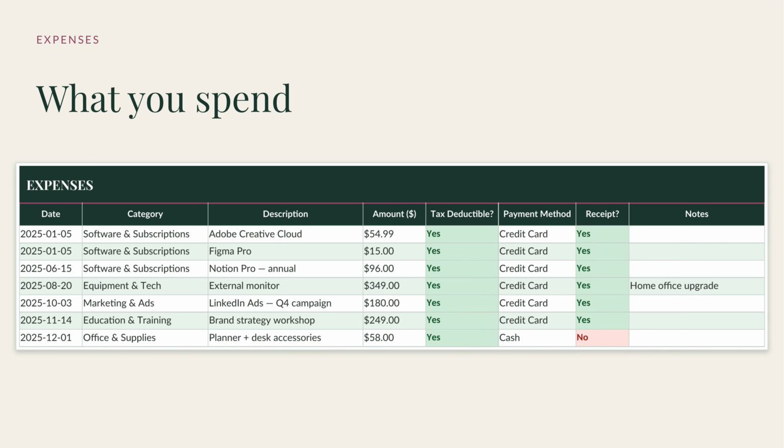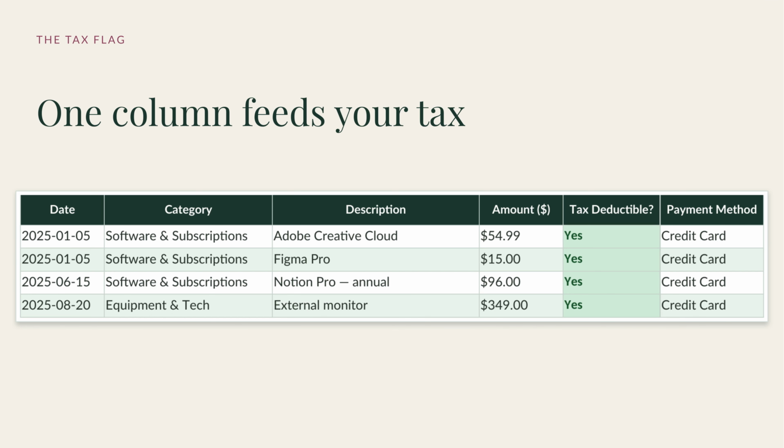Log your business expenses here. Include the date, category, and amount for every cost incurred. Staying diligent with this tab makes your year-end bookkeeping much faster and easier. The tax-deductible column is crucial. Flagging your expenses as yes ensures they are correctly categorized for your tax filings. Do it as you go, and tax season becomes a simple and stress-free process.